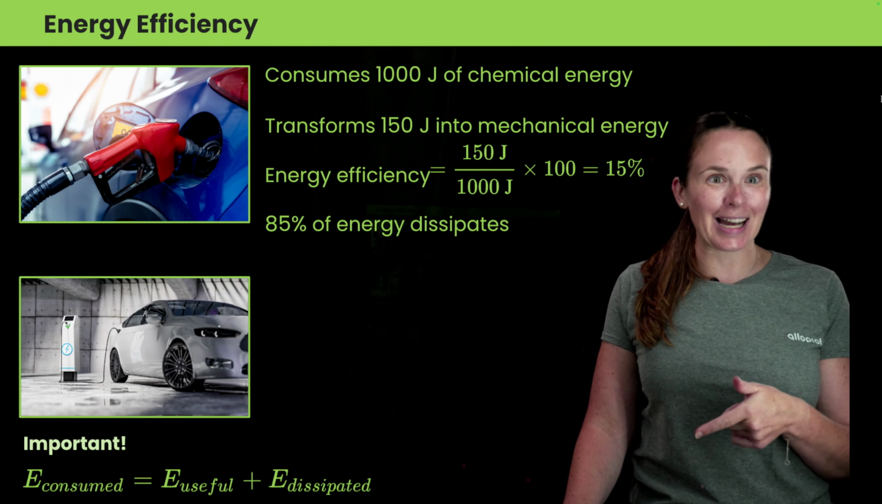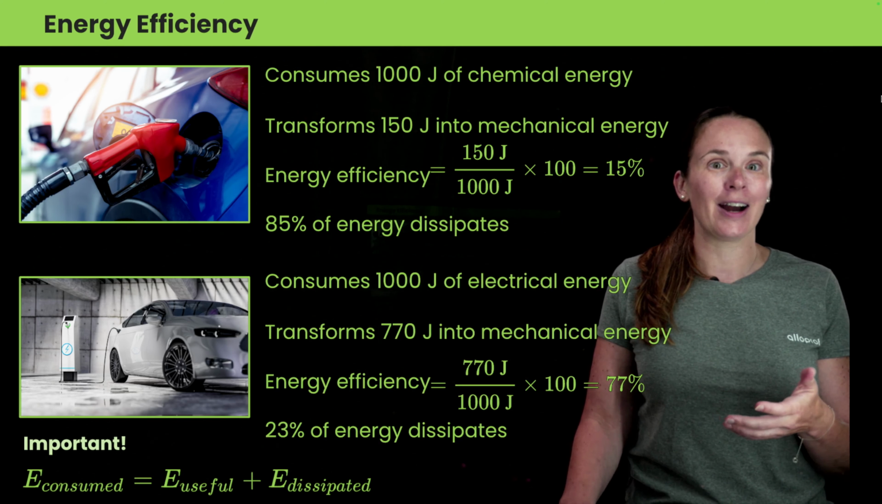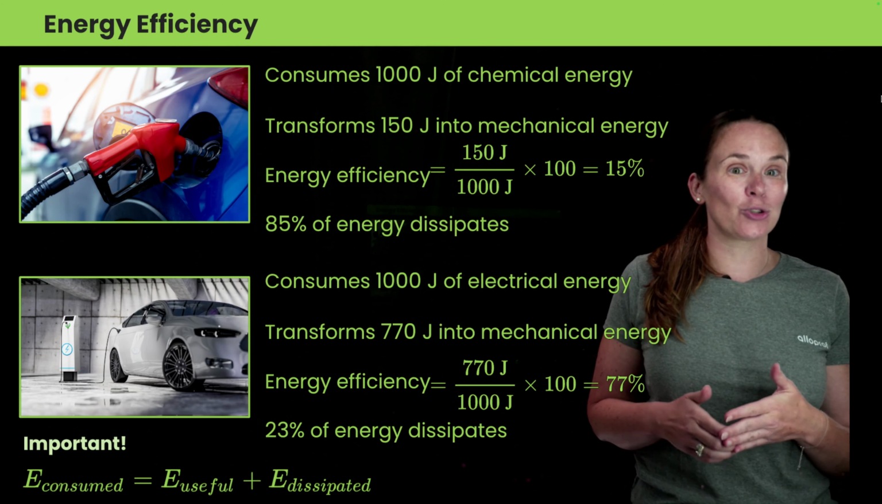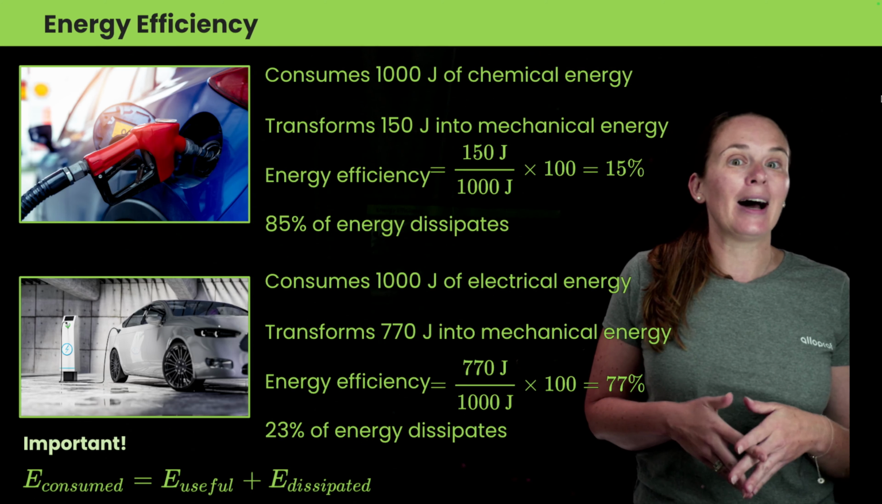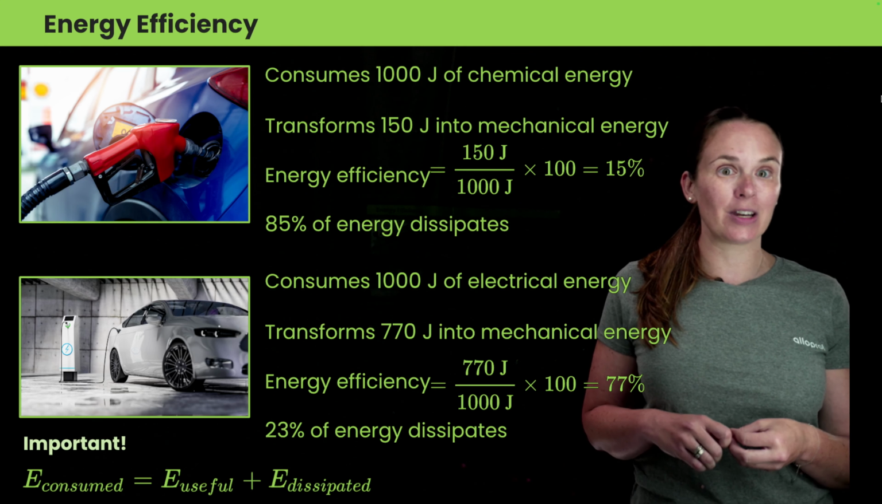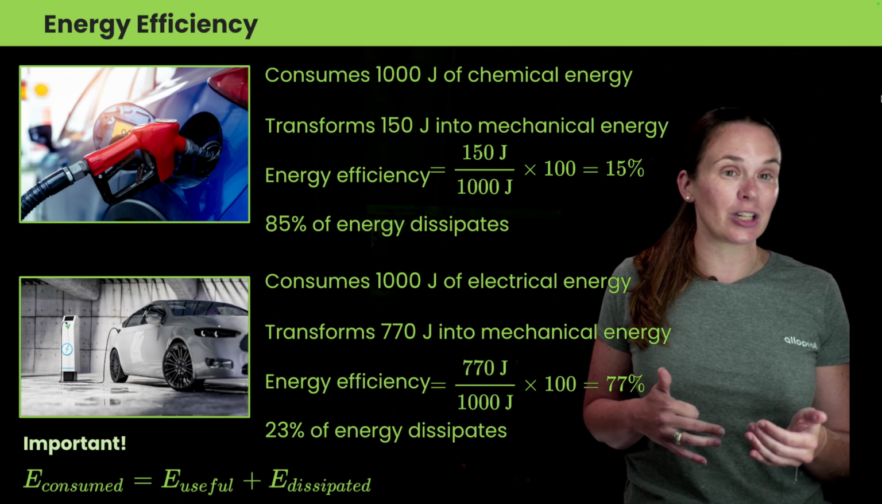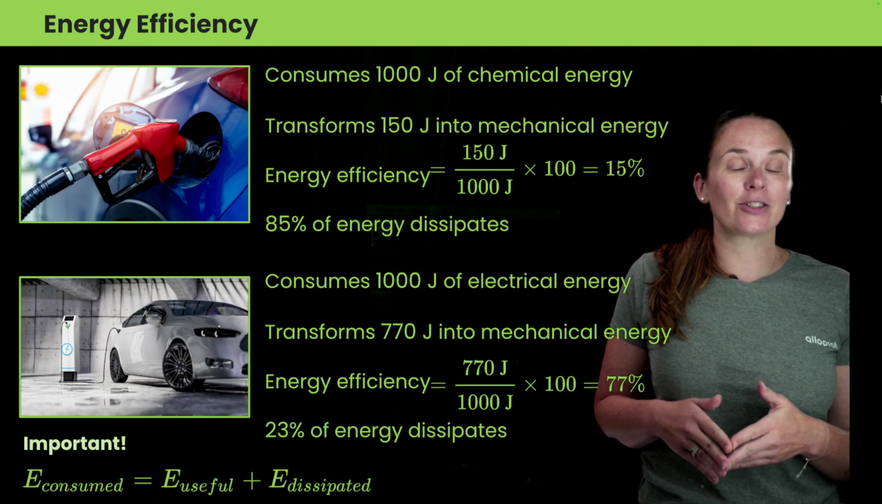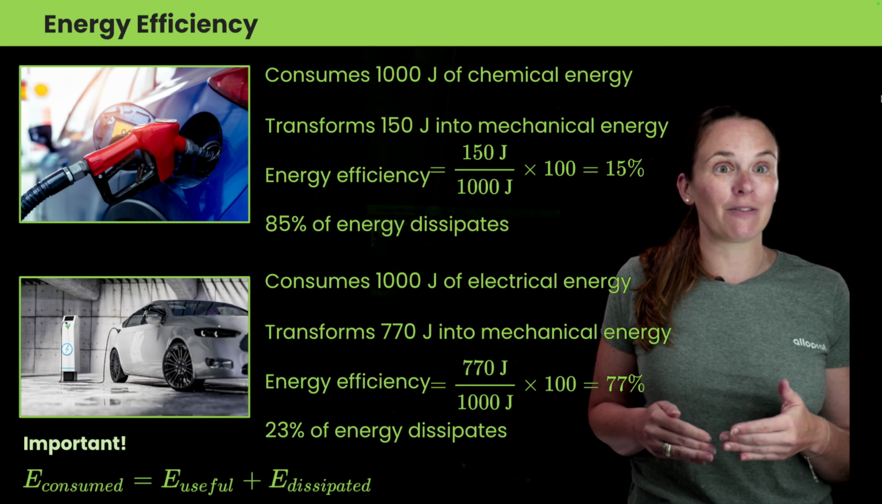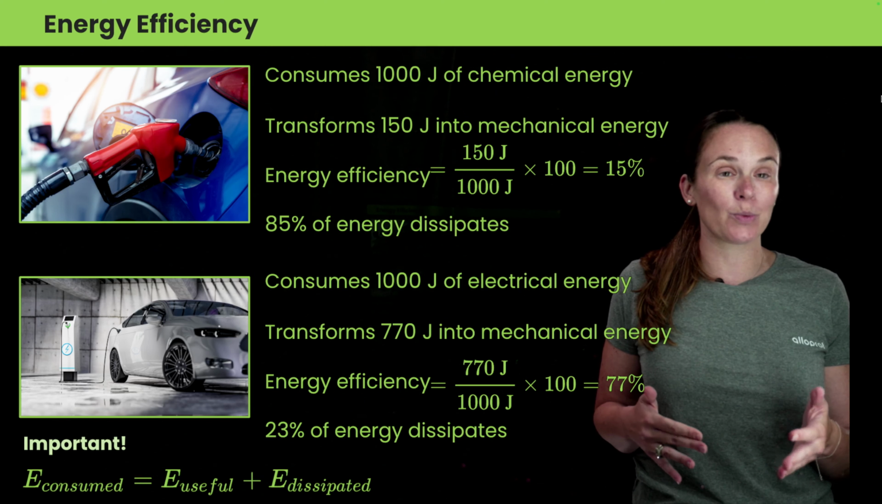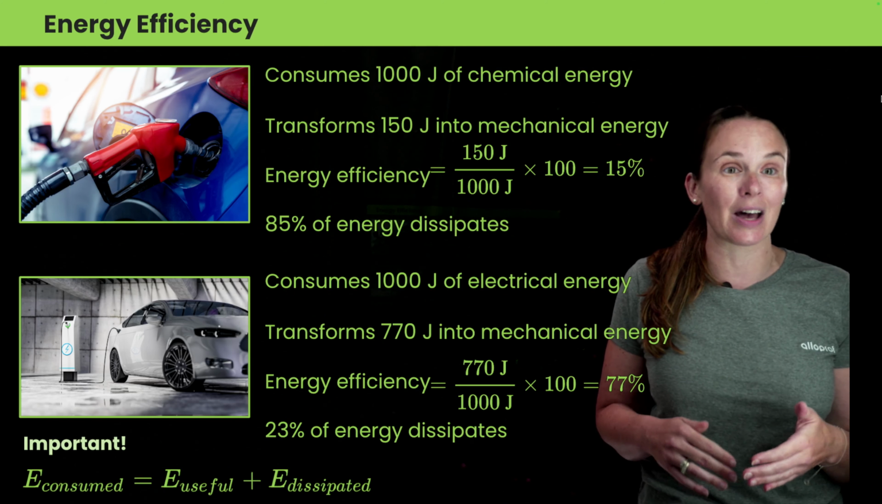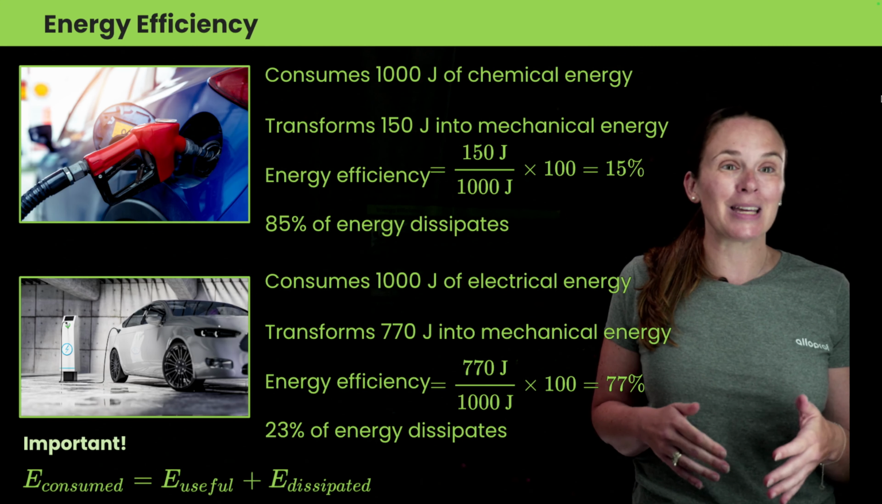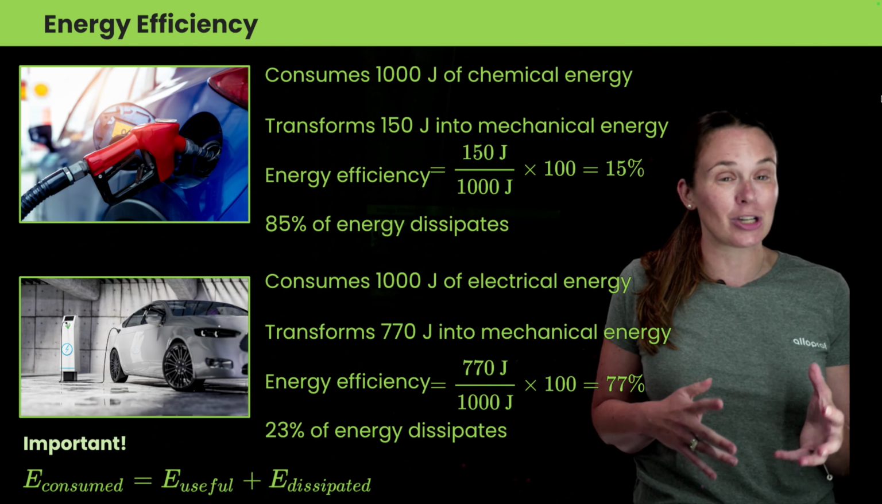If we look at the second car, which is an electrical car, it consumes, again, 1,000 joules of electrical energy, but it transforms 770 joules into mechanical energy, getting that car to work. If we plug those values into our energy efficiency formula and multiply by 100, we see that this electrical car is 77% efficient, meaning that 23% of the energy dissipates.